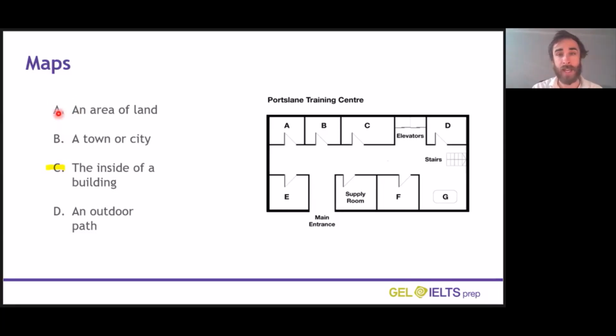So we have A, an area of land. This will be a map showing a large area of land, including things like forests, rivers, and towns. B, a town or a city. This will be a map showing the buildings and the streets of a human settlement, like a town or a city. And D, an outdoor path. This will be a route through somewhere you can visit, like a natural park.